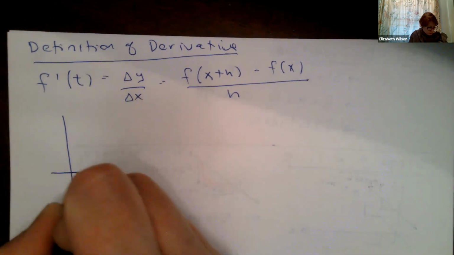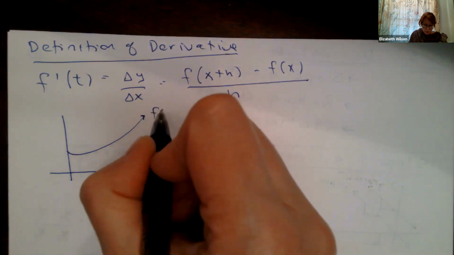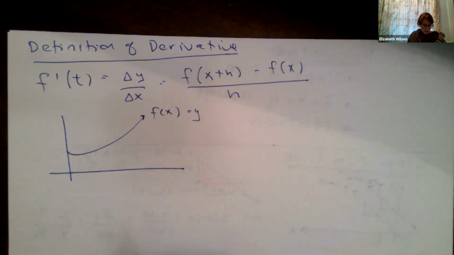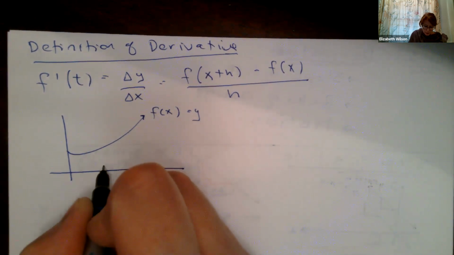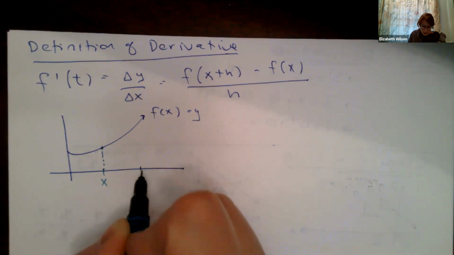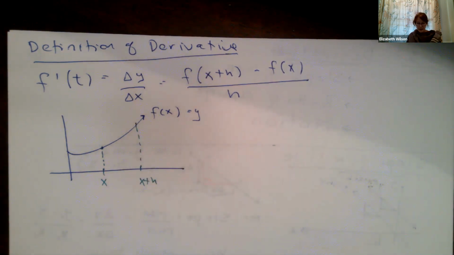So say I've got some function, looks like this. Here's my function. We call it a function of x. This is the same thing as y is a function of x. So now here's x right there. And then what I'm going to do is add some value. This is x plus h. h is just some number. I'm going to start off here.